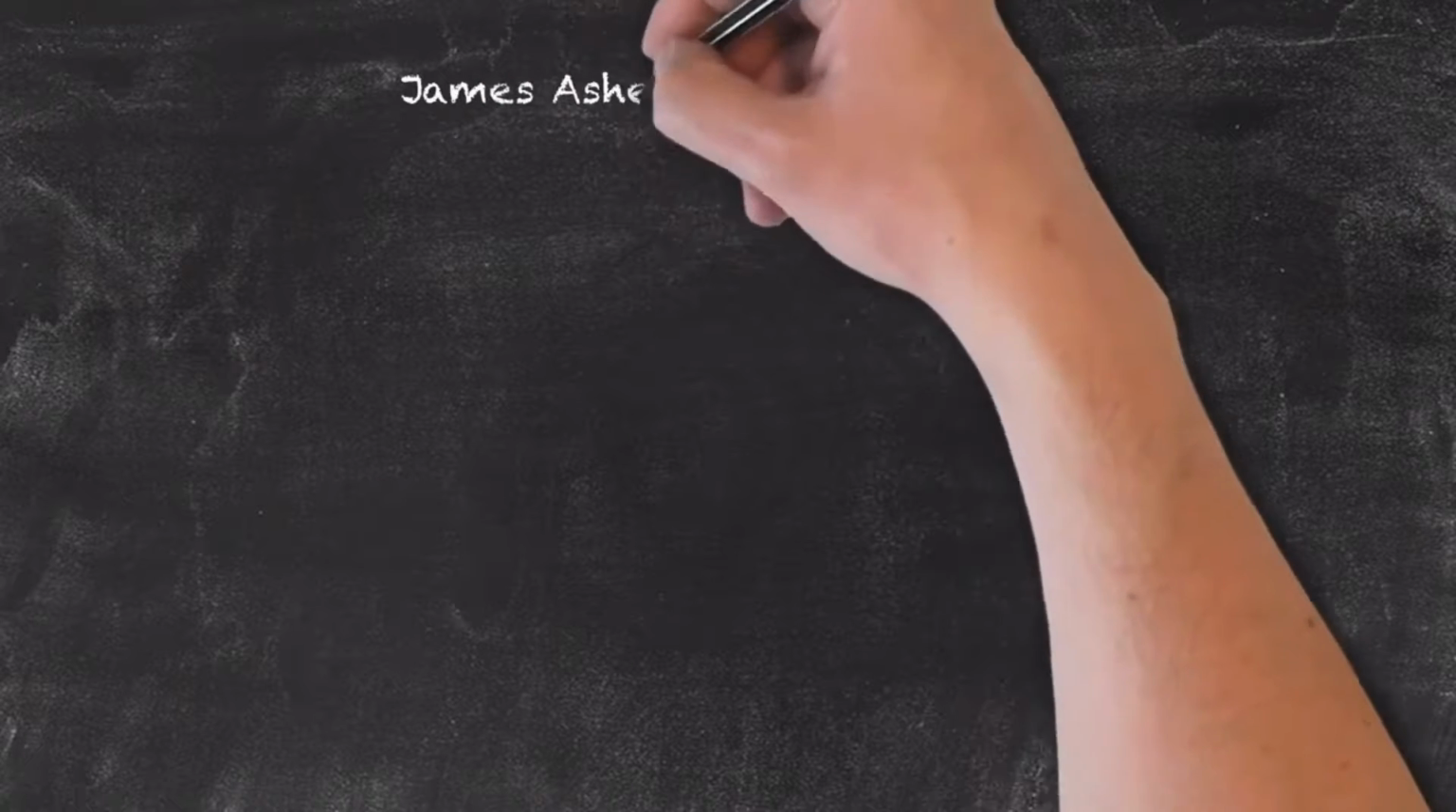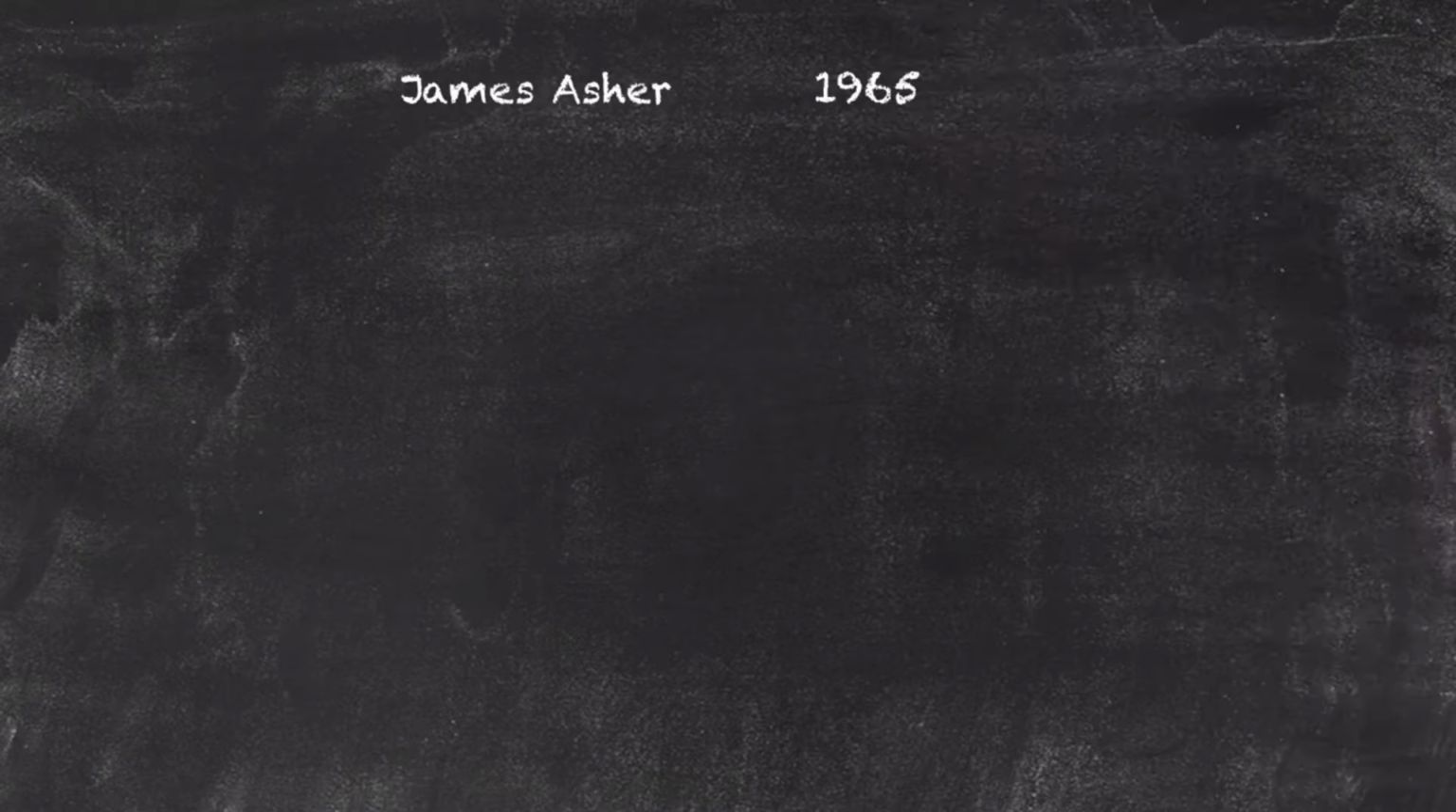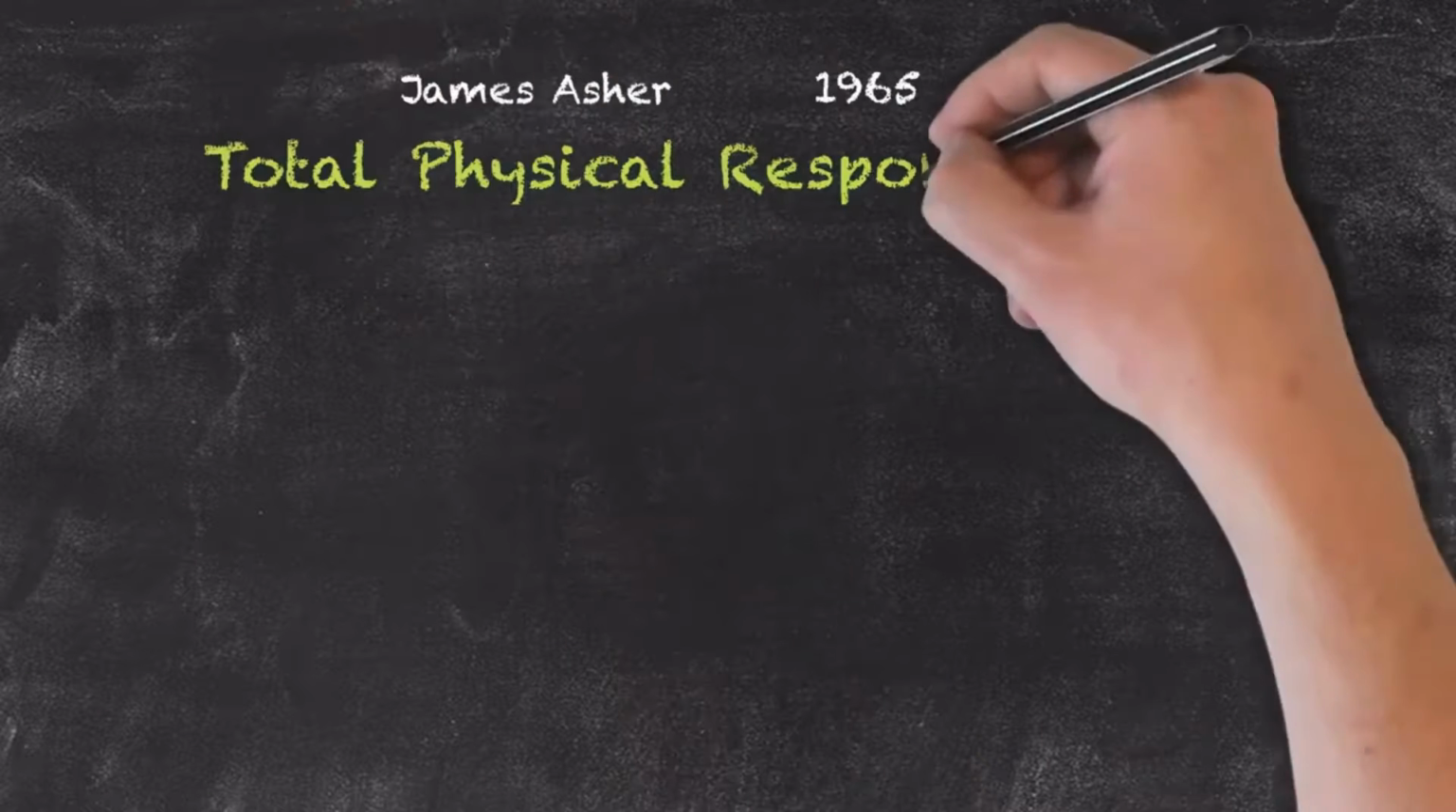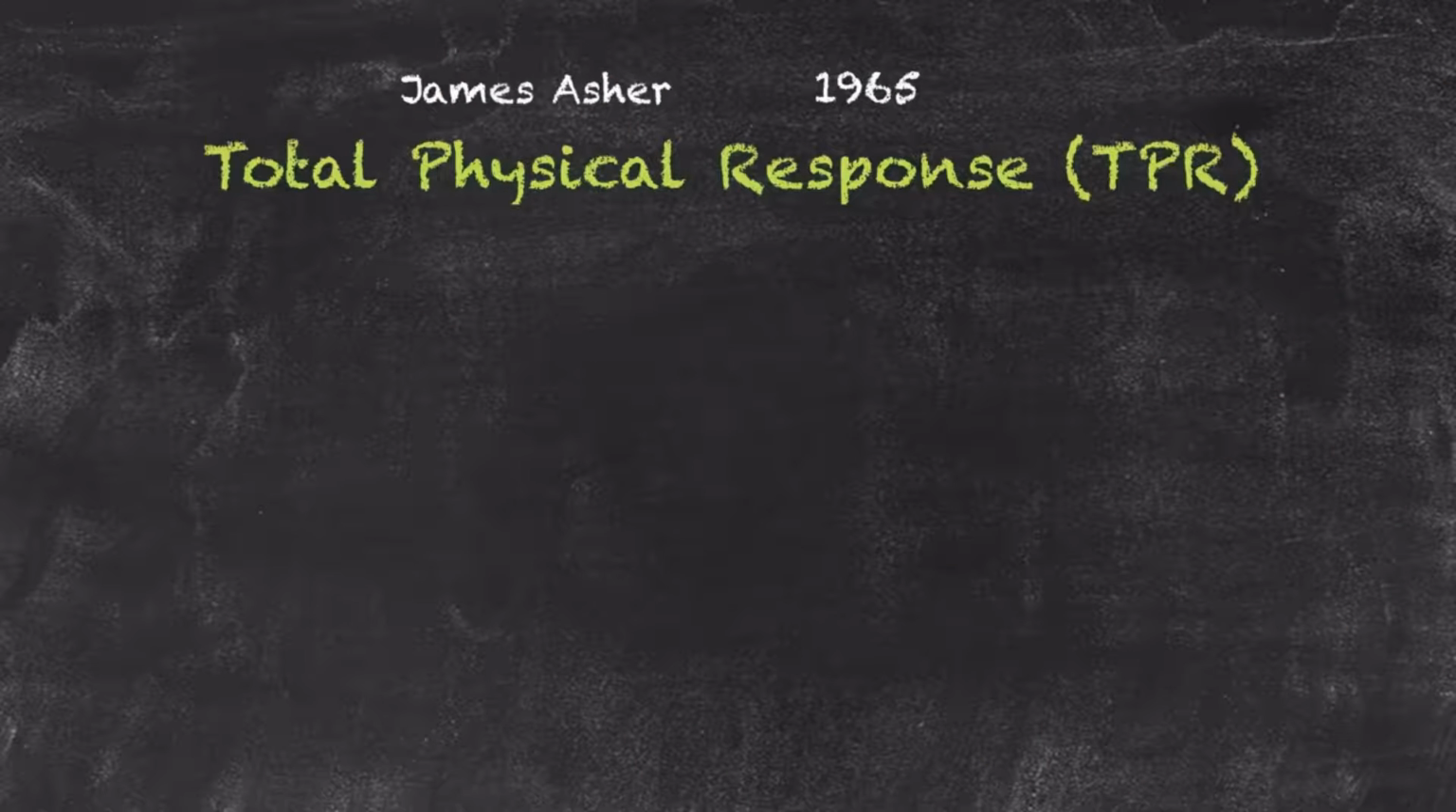Our next particular methodology is accredited to James Asher around 1965 and is called Total Physical Response. Asher looked at the way in which we learn our native language, and he saw that most children, before they even went to school, had picked up a very large percentage of both the grammar and the vocabulary that they would use in their native language before any type of formal schooling.